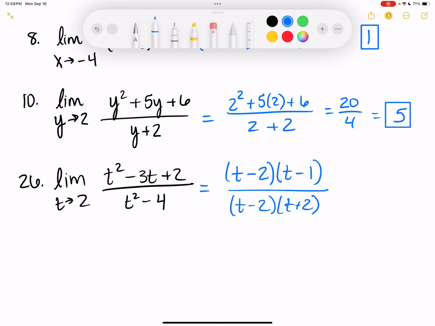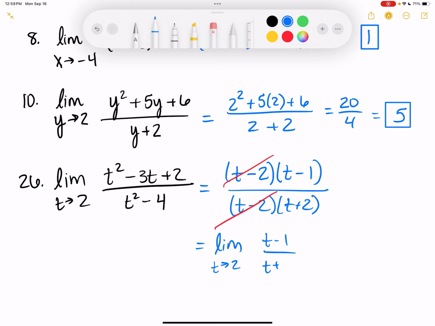Now what happens? The T minus 2's cancel. So I now have the limit as T approaches 2 of T minus 1 over T plus 2.